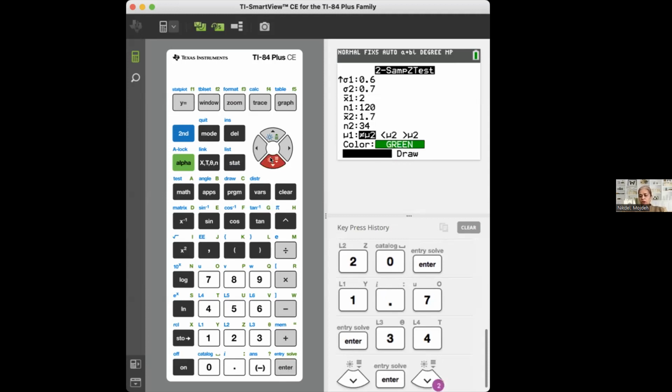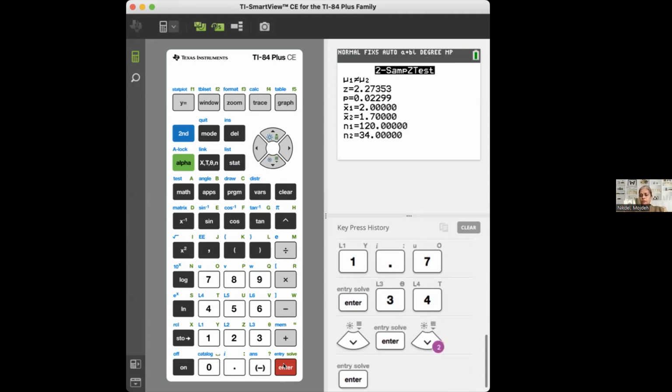You may not have color. Highlight calculate. So two sample z-test, mu1 not equal to mu2. I told the calculator two-tailed test. The first number is my test value.